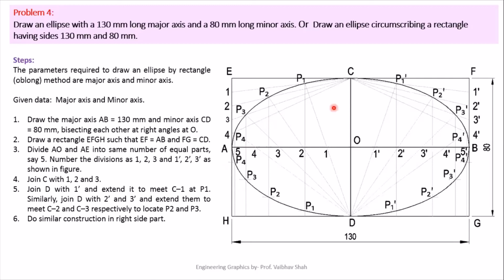After that, you have to repeat this procedure on this right hand side rectangle. You will be drawing lines from 1 dash, 2 dash, 3 dash, 4 dash, connecting your C point. And from your D point, you will draw lines passing through your 1 dash, 2 dash, 3 dash, 4 dash, and intersecting your lines 1 dash, 2 dash, 3 dash, and 4 dash. So you will have the points P1 dash, P2 dash, P3 dash, and P4 dash. After getting all these intersection points, you have to simply join them, and you will have your ellipse. But remember that after getting your ellipse, you will be drawing dimensions. So you have to specify your major axis as 130 here and minor axis 80 mm here.